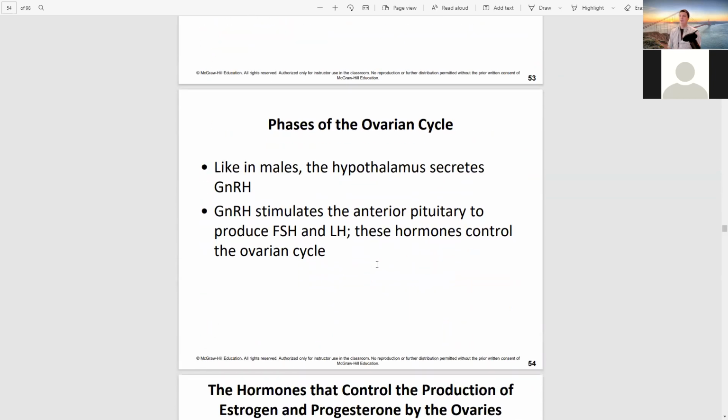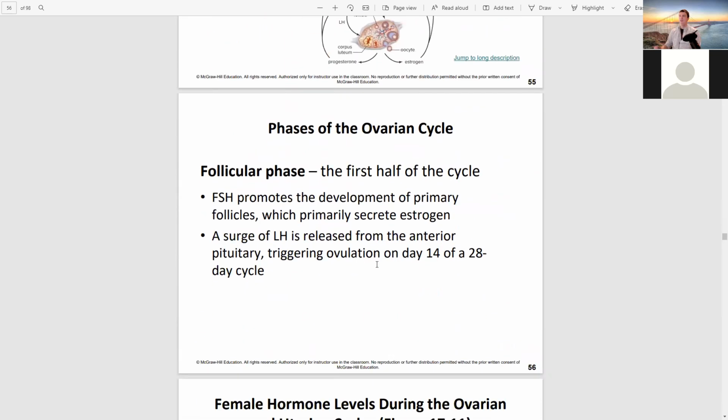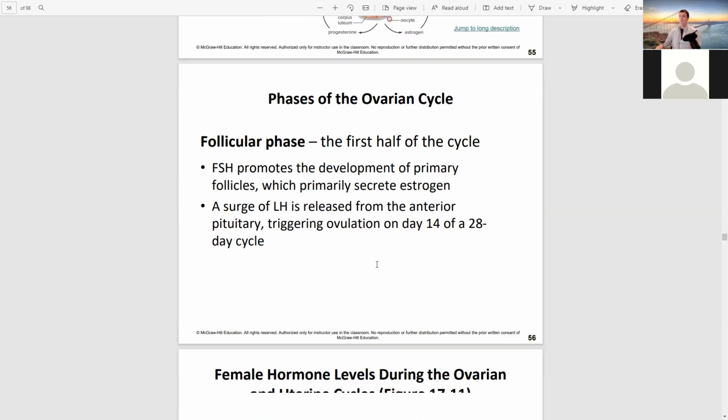So like in males, the hypothalamus secretes GnRH. GnRH stimulates the anterior pituitary to produce FSH and LH. These hormones control the ovarian cycle. So phases of the ovarian cycle, we have the follicular phase, the first half of the cycle. FSH promotes the development of primary follicles, which primarily secrete estrogen. A surge of LH is released from the anterior pituitary, triggering ovulation on day 14 of a 28-day cycle.